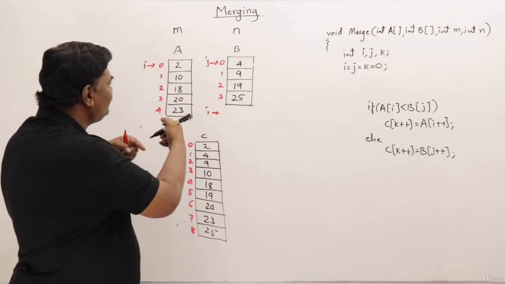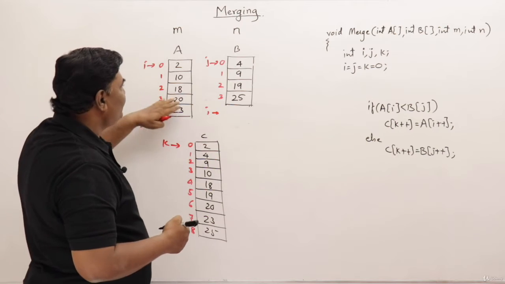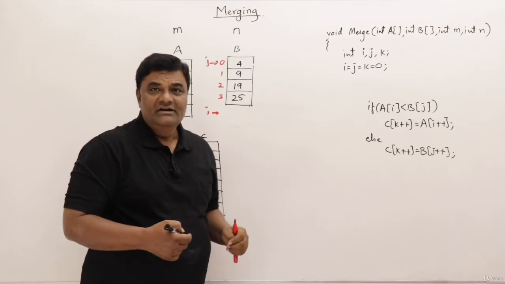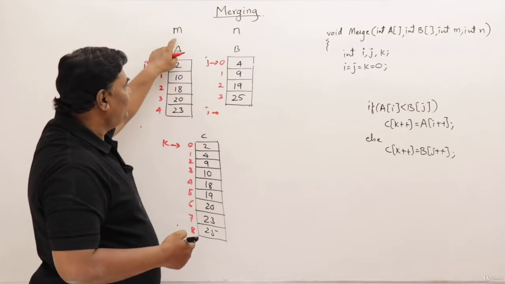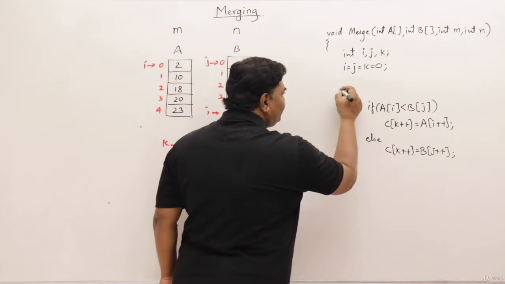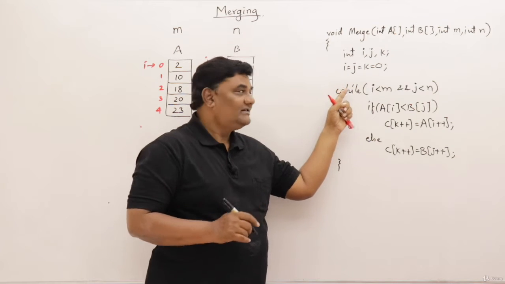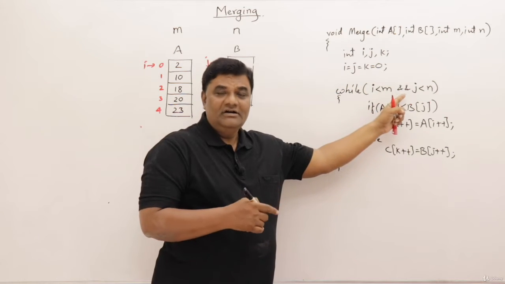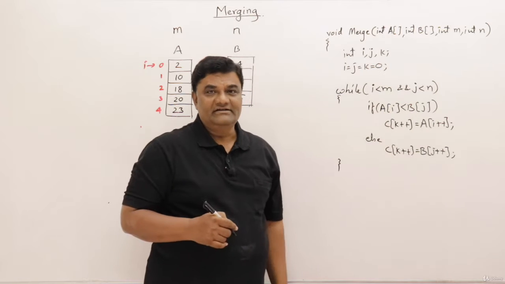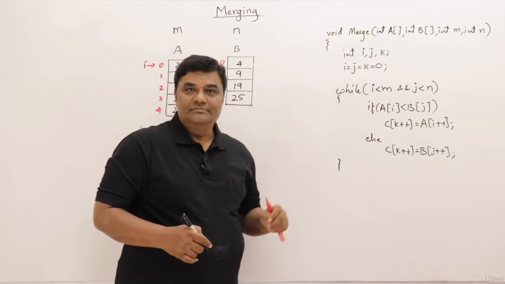So this process has to continue. How long? Either A is finishing or B is finishing, meaning I is less than m or j is less than n. So this is a repeating process, a while loop. Continue as long as I is less than m and j is less than n. If any one of them has finished, stop and come out of the loop.